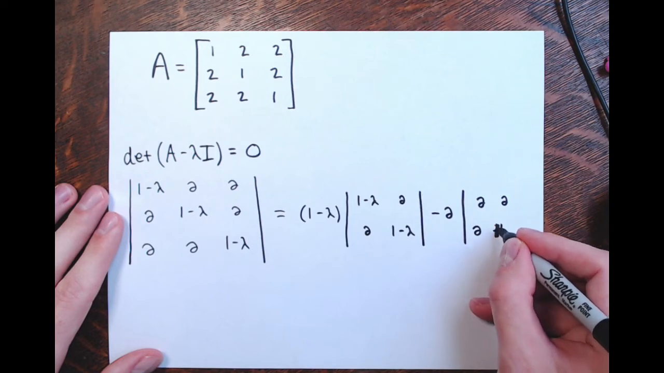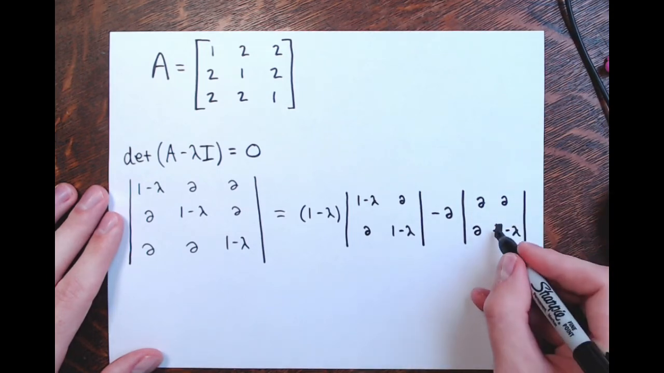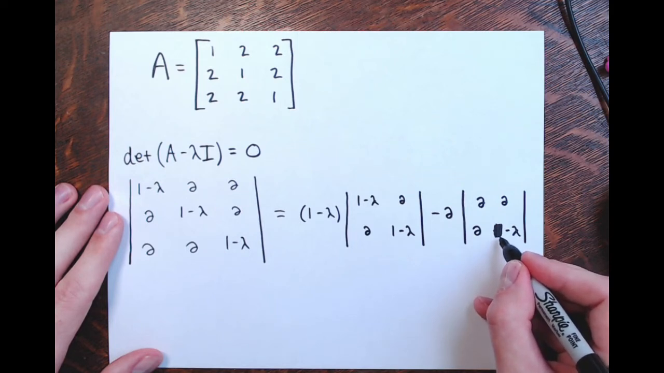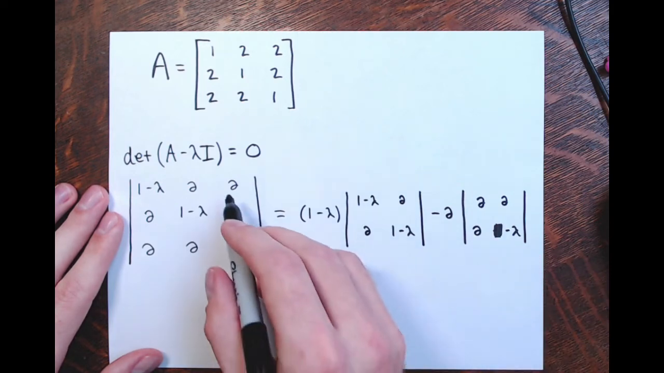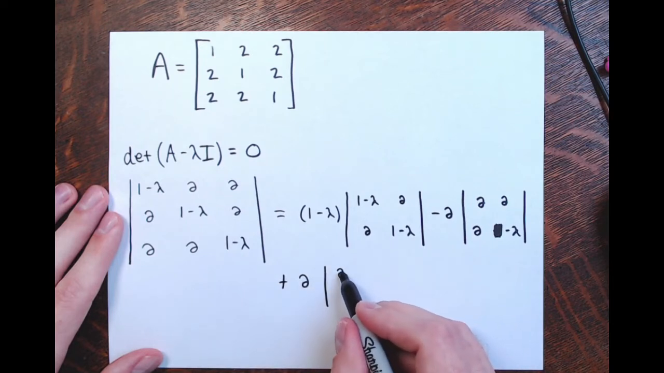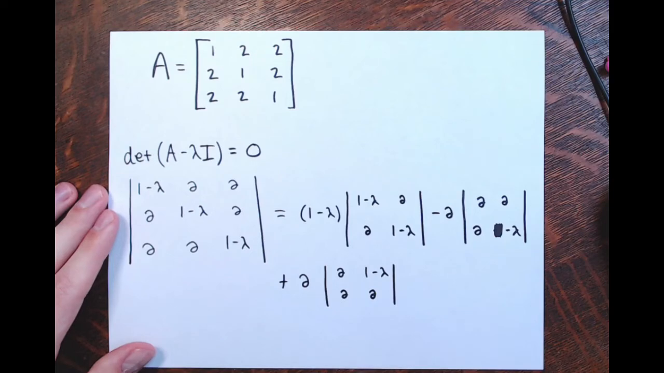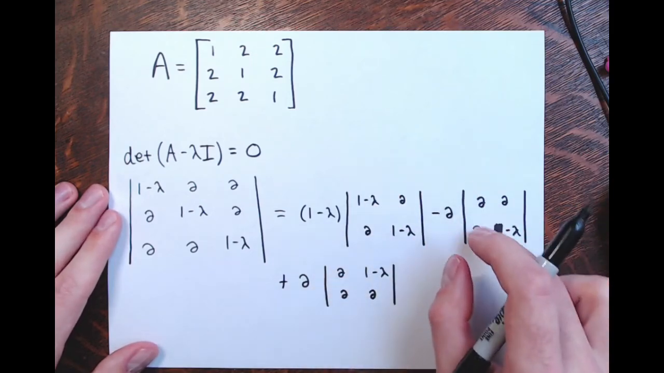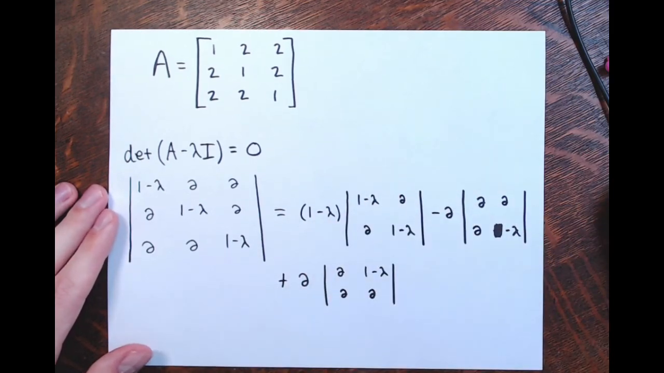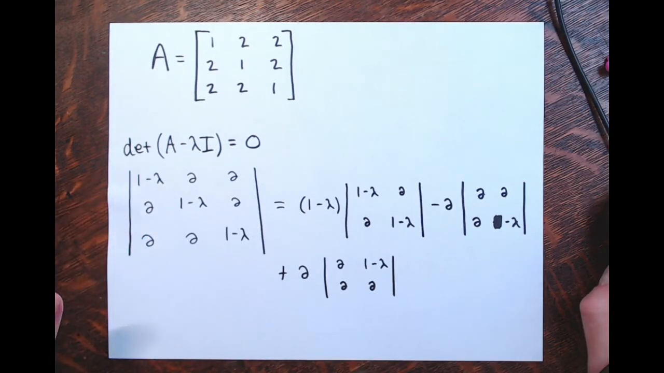Oops, should be 1 minus lambda. All right, there we go. It's a 1. That's a big, thick 1. And then finally plus 2 times the minor 2, 1 minus lambda, 2 and 2. All right, so I'm going to skip ahead. I'll come back when I'm done writing this all out, taking these determinants and factoring this all completely. So I'll be right back, just pausing it for a brief second.